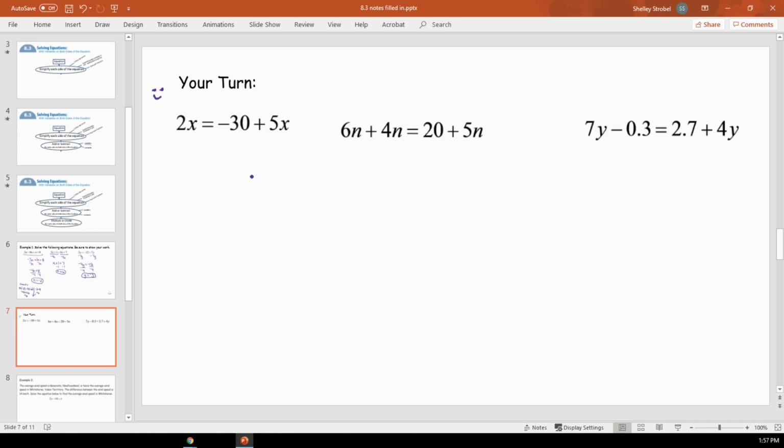Okay, 2x equals negative 30 plus 5x. Both sides of the equation have been simplified, so I am going to move 5x over to the left side. It's plus 5x, so I will minus 5x from both sides. 2x minus 5x is negative 3x. On the right side, it equals negative 30. To isolate the variable, I will divide both sides by negative 3. So x equals positive 10.